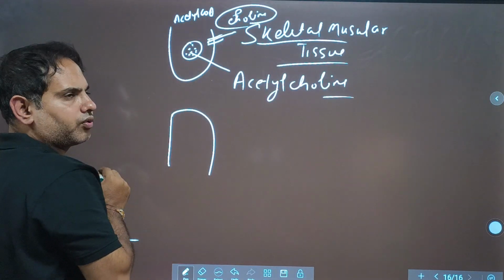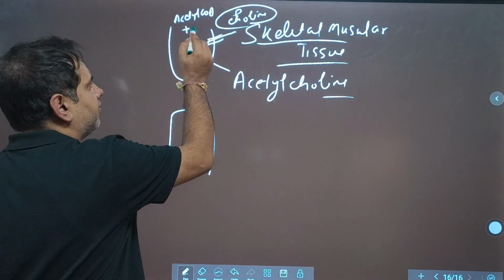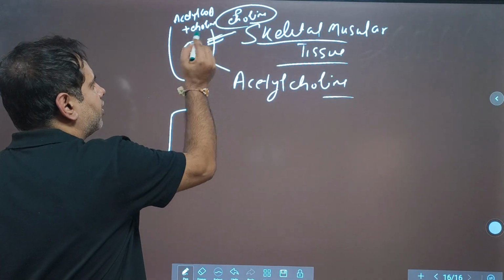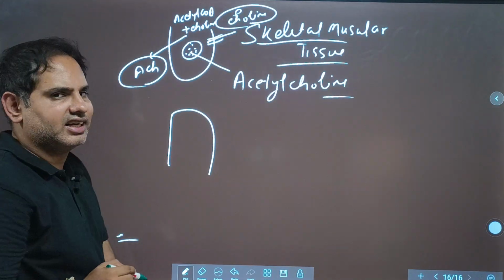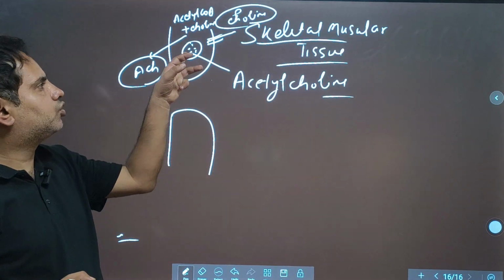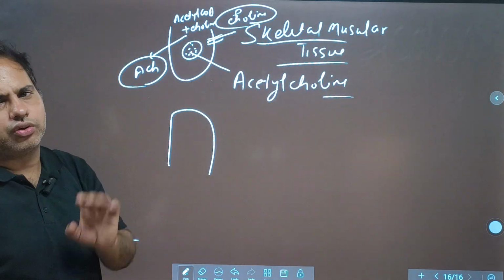There is acetyl coenzyme A, which is formed in the mitochondria. This acetyl coenzyme A will bind with the choline and form acetylcholine, which we note as ACh. So this acetylcholine is stored inside the vesicles.